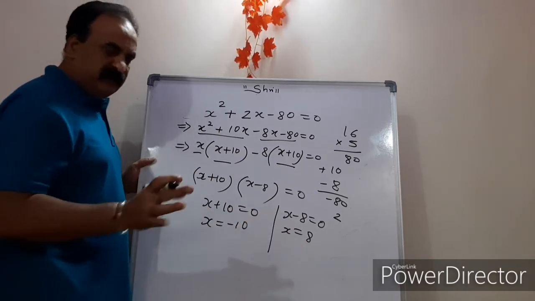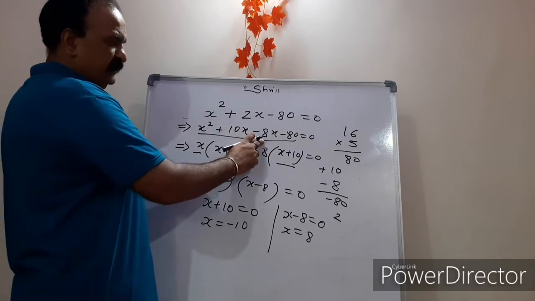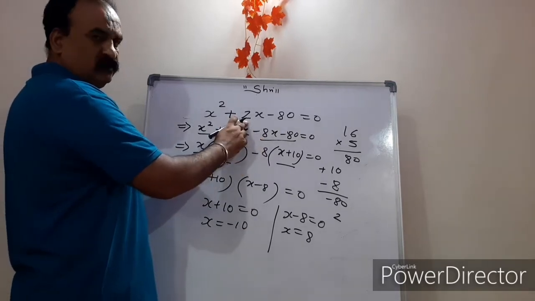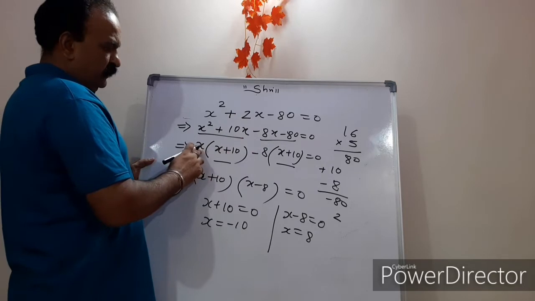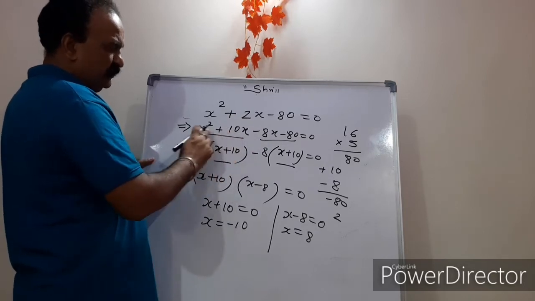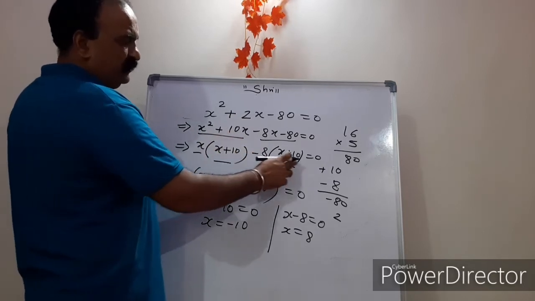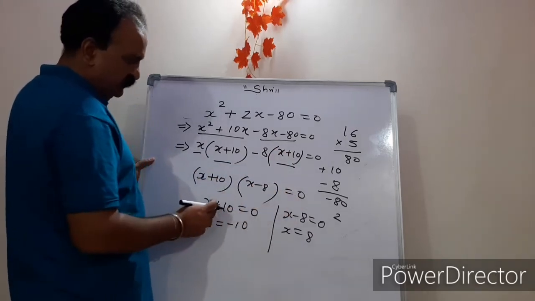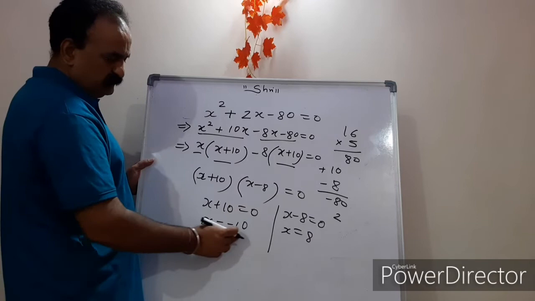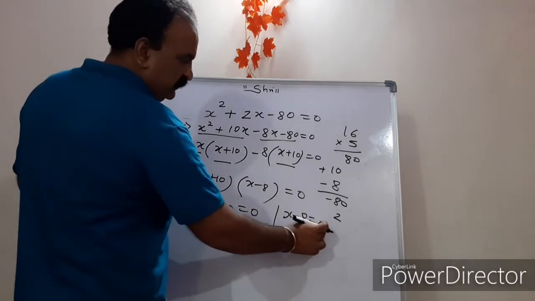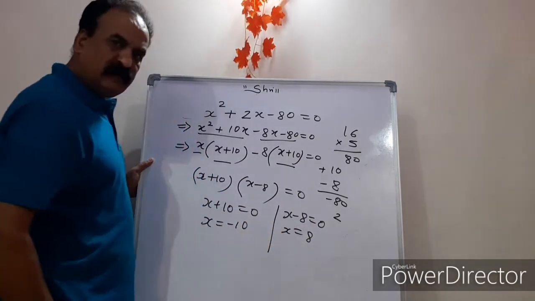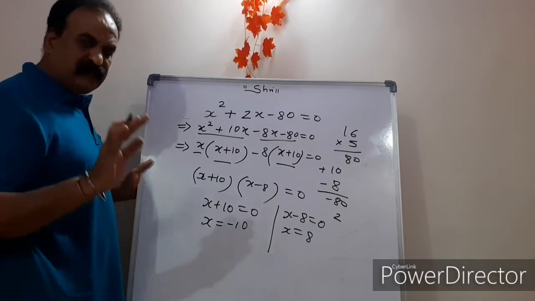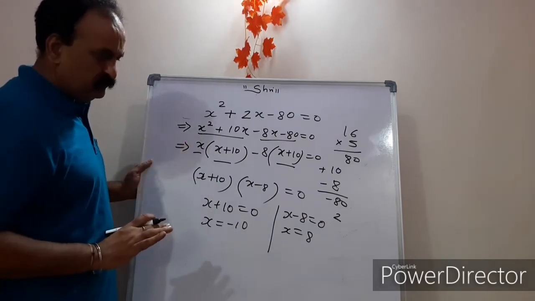Have you got it? Let us see now again. 10 times 8 is 80, 10 minus 8 is 2. x into bracket x plus 10, x common, x plus 10. Minus 8 common, x plus 10. x plus 10 again common, x minus 8 equal to 0. x plus 10 equal to 0, x is equal to minus 10. And x minus 8 equal to 0, x is equal to 8. I am giving you 1 minute, just note it down.